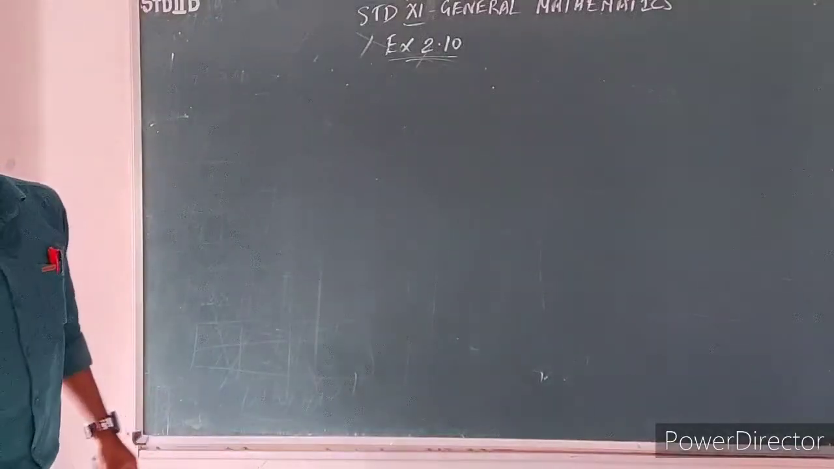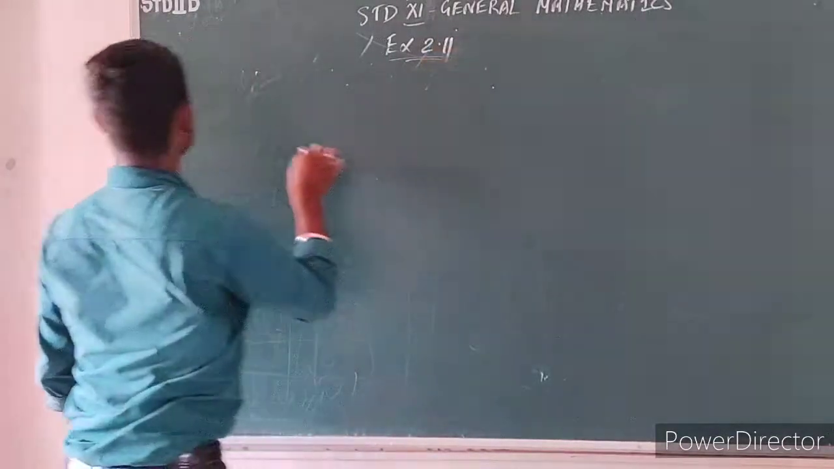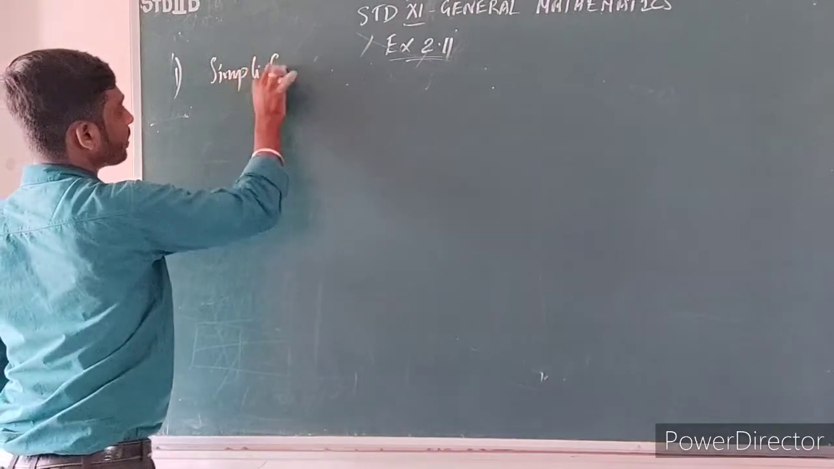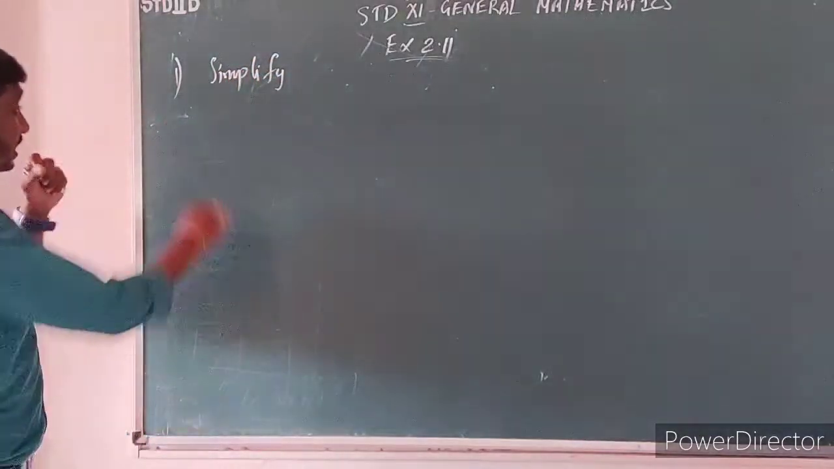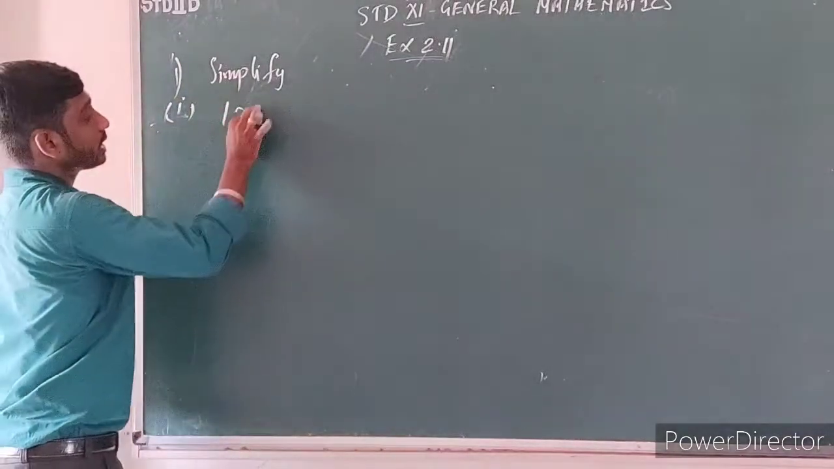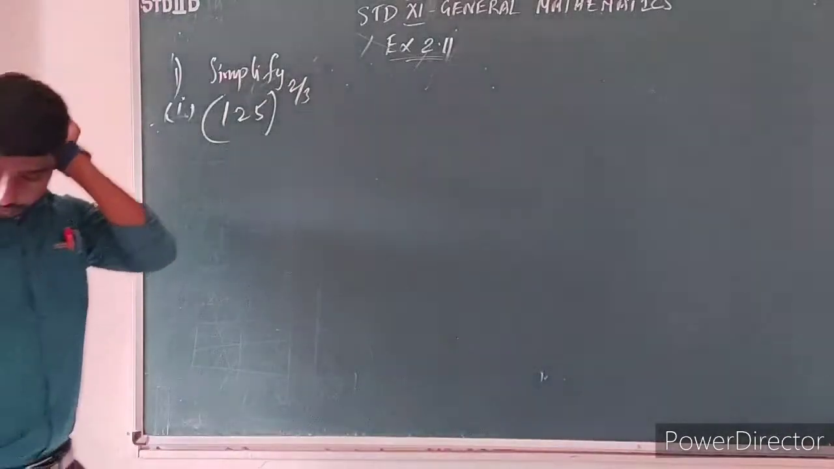What is the question given? The first question says simplify. Now we are going to simplify this one. The question given is 125 power of 2 by 3.